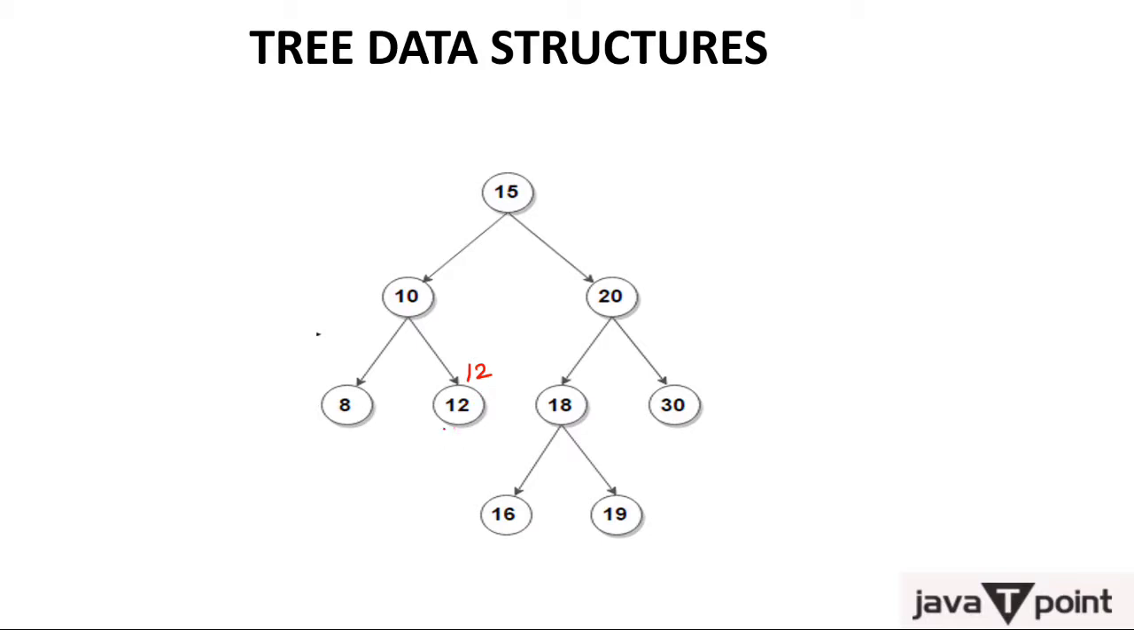Then what will the location be? Let's see, the address of this node is 300. So what will be the location? Location will be 300. Fine.